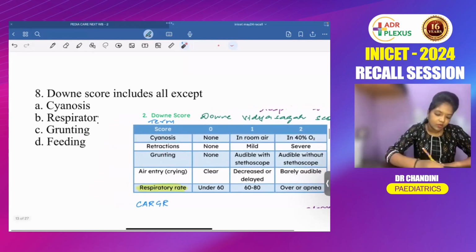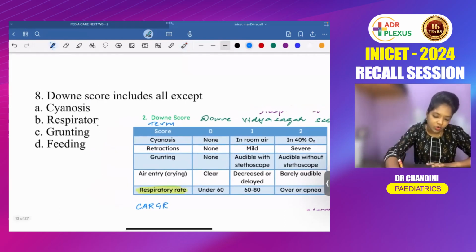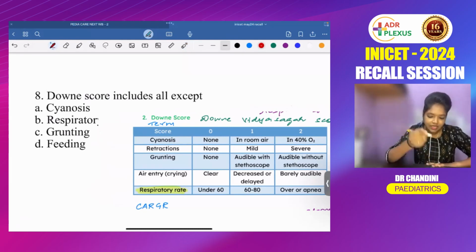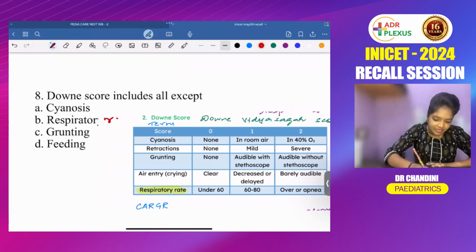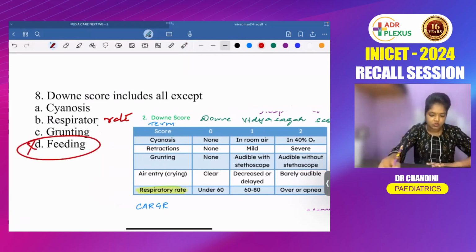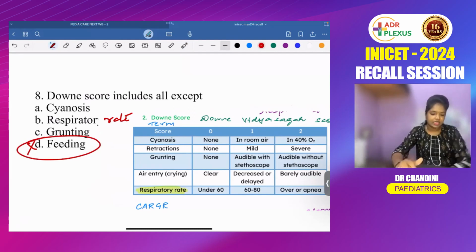So here, which is not a component of Downes score? Cyanosis, yes, it is there. Respiratory rate, yes, it is there. Grunting, yes, it is there. But feeding is not a component of Downes score. So the answer to this question is feeding. Feeding is not a component of Downes score.